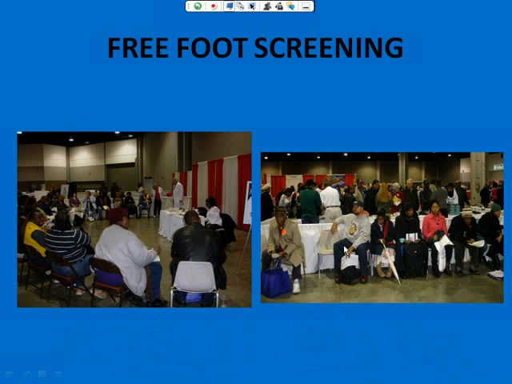Now, on the right, you can see the people waiting for the foot screening, and behind is the booth of the Foot Solutions booth. So we are answering questions, and you wouldn't believe how much this drew attention. Free foot screenings brought these people to the booth.